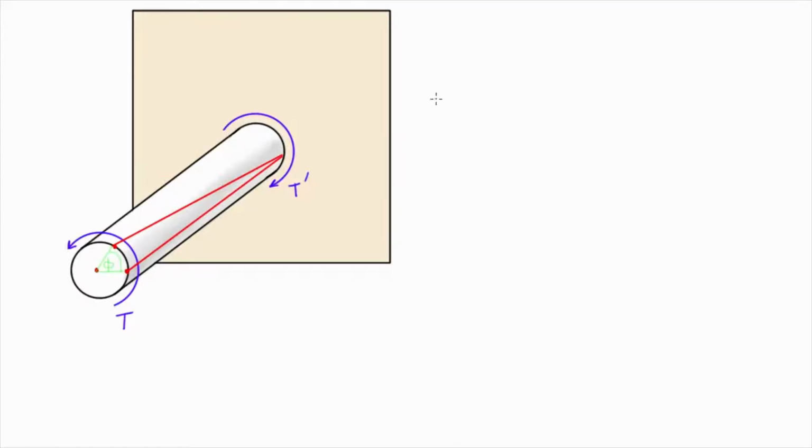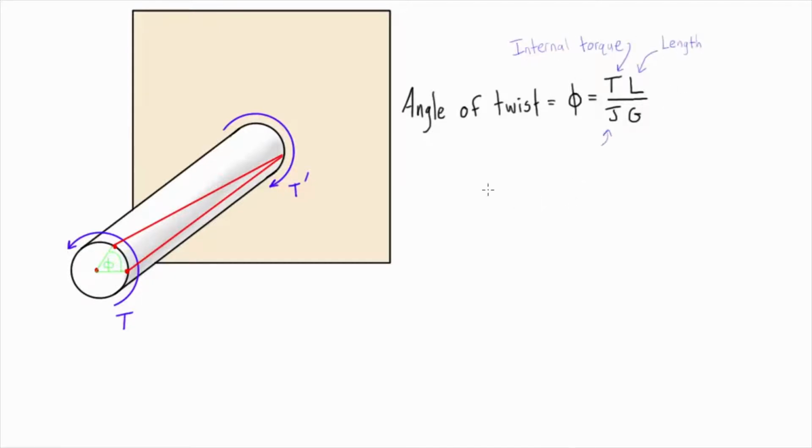As long as we're only experiencing elastic deformation in the rod, we can use this formula to describe the angle of twist. Where T is the internal torque, usually in kilonewton meters, L is the length of the member, J is the cross-section's polar moment of inertia, and G is the modulus of rigidity, and usually for steel we're going to be using 77 gigapascals. In this expression for the polar moment of inertia, C2 is just the outer radius of a shaft, and C1 is the inner radius of the shaft if it's hollow. If it's not hollow, this just becomes 0, and these are both in meters.